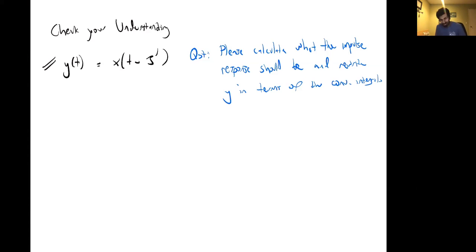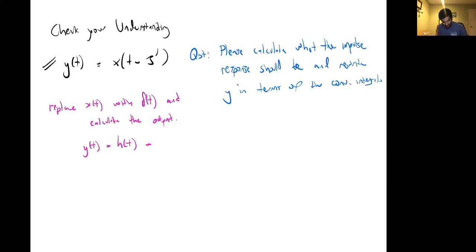Okay, so I'm going to put the answer here. Welcome back. In this particular case, what we do to the system is we replace x with a delta. So if we replace x of t with delta of t, and calculate the output, this output is y of t equals h of t equals delta of t minus tau prime. All we do is we replace x with delta, and that was pretty easy to get, right? It was pretty easy to calculate the impulse response. So hopefully most of you got this part right.